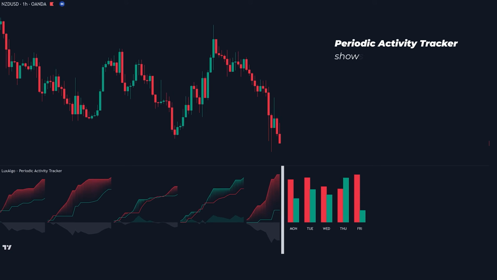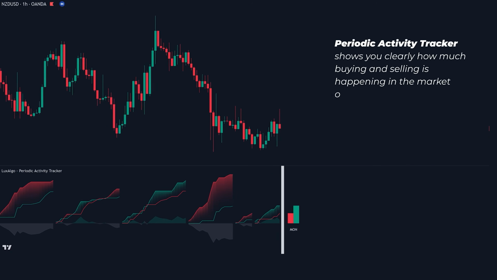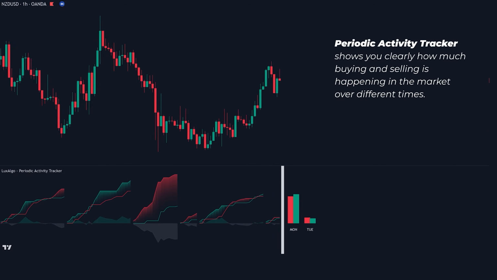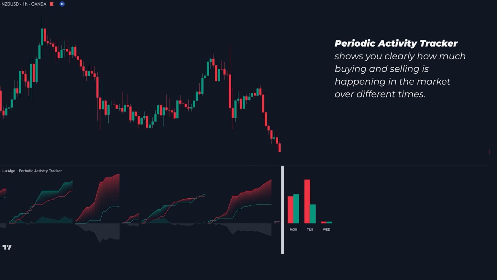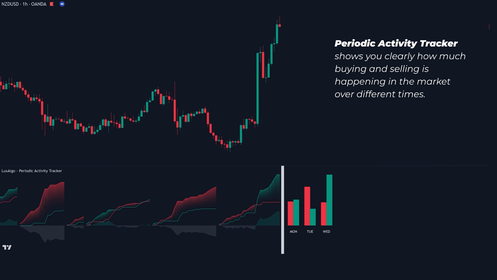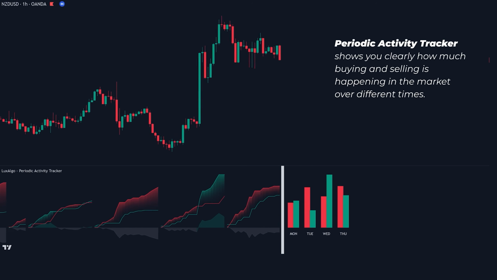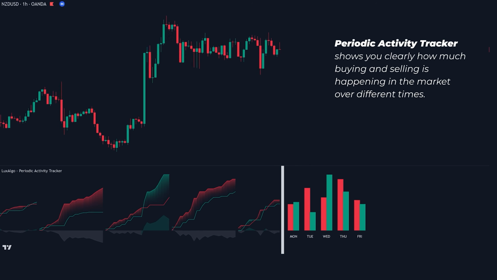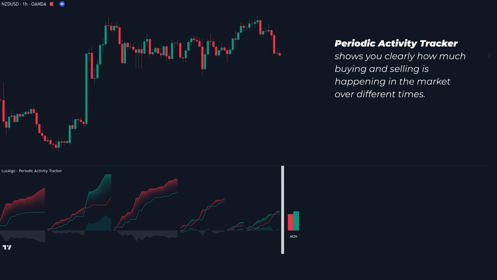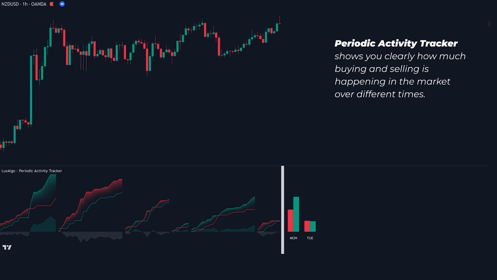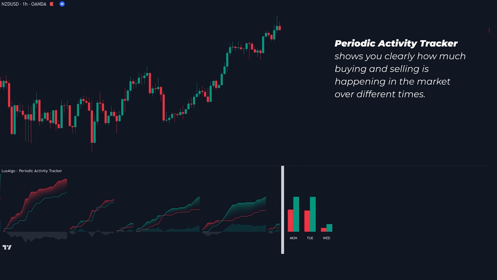The Periodic Activity Tracker is like a helpful tool for traders. It shows you clearly how much buying and selling is happening in the market over different times, like every hour, day, week, or month. With this tool, you get a clear picture of what's going on through bars and indicators that show the differences in volume, helping you make smart choices in trading.